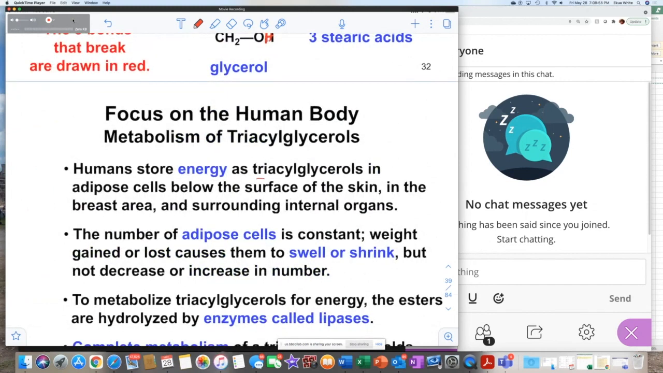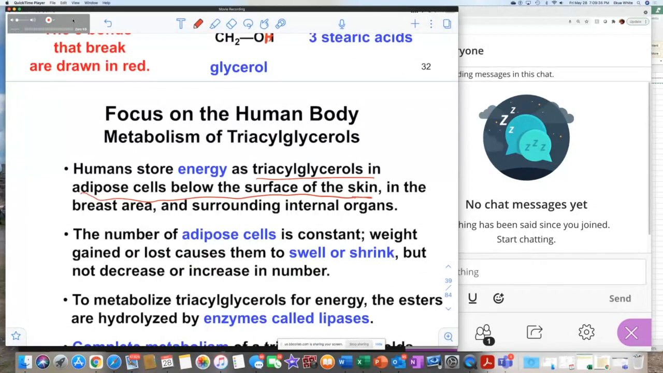Humans store energy as triacylglycerol in adipose cells below the surface of the skin. So you know how I love to work out, and I do work out. Sometimes I watch workout videos and I heard things like skinny fat, and I'm like, what in the world is that? Some people can be skinny fat. They look skinny, but they have a lot of fat. And if you're going to have a lot of fat, I hear from workout gurus and health fanatics that it's better for you to have the adipose cells, all the extra fat underneath your skin.